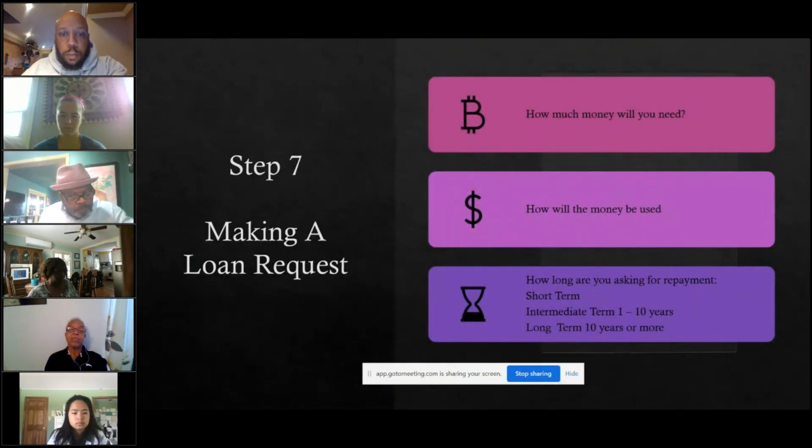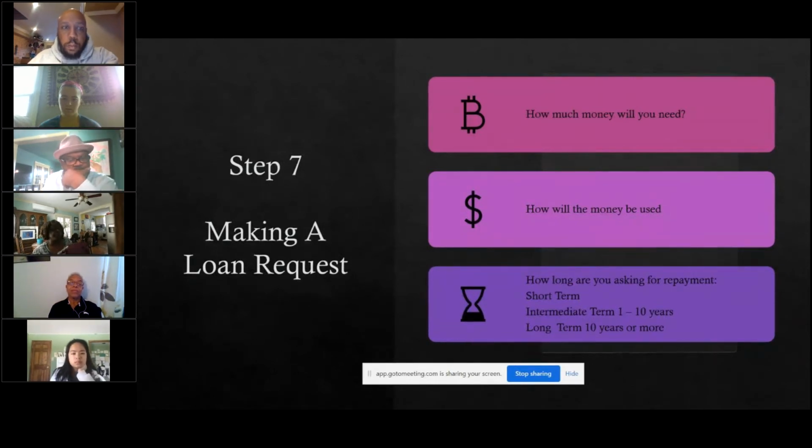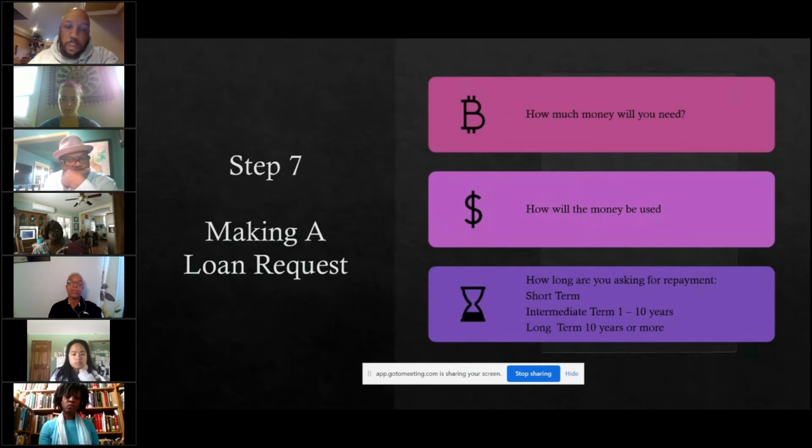So let's say that you have to request a loan. You need to think about how much money you're going to need. It costs money to be in business before you even make your first dollar, because you have to register your business with the state of Maryland, and that can cost up to $300. You may need to open up a bank account, so you need to check with your bank what their minimum deposit required is for a business bank account.